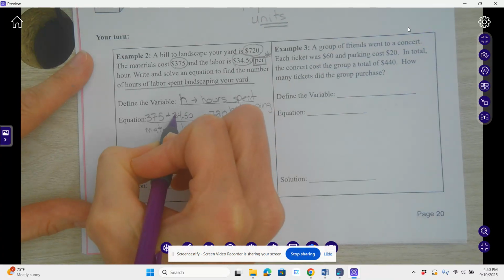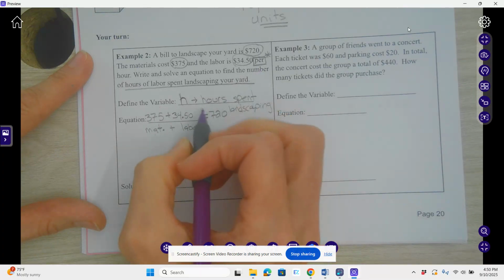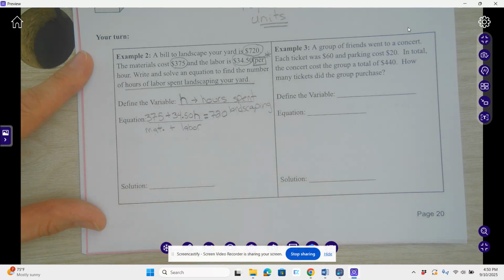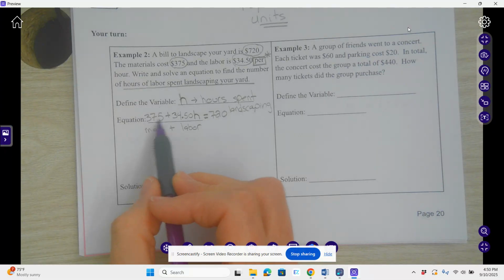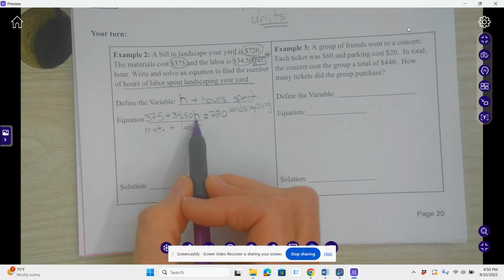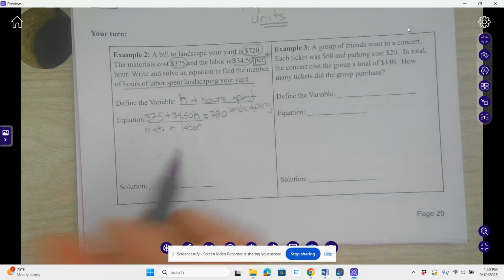Make sure you're writing small. Per hour. So per hour means multiply by the hours, which we defined hours as H. So my equation here is 375 plus 34.50 times H equals 720. So I'm just going to pause for a minute, make sure you have that very nicely in your notes.